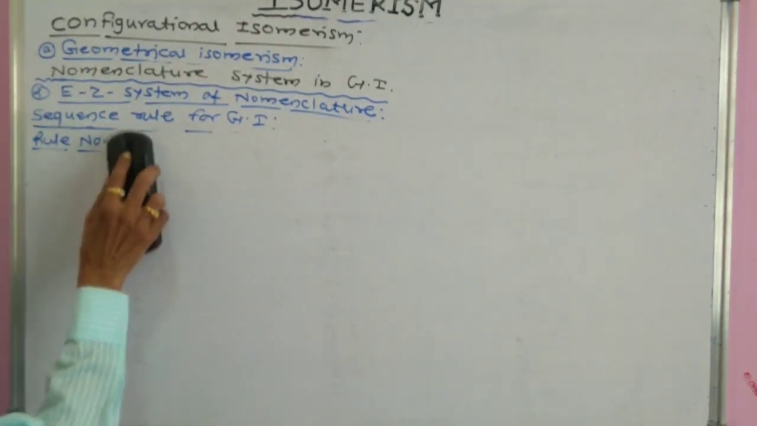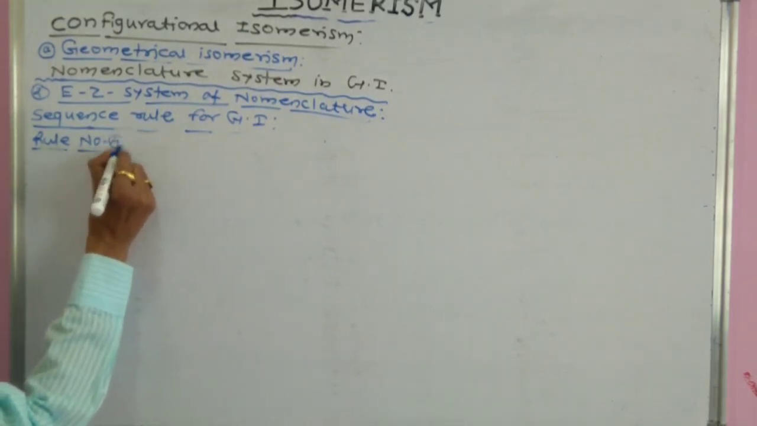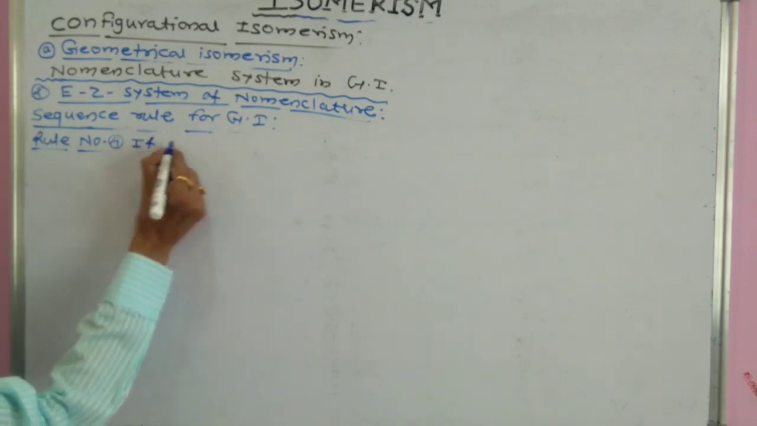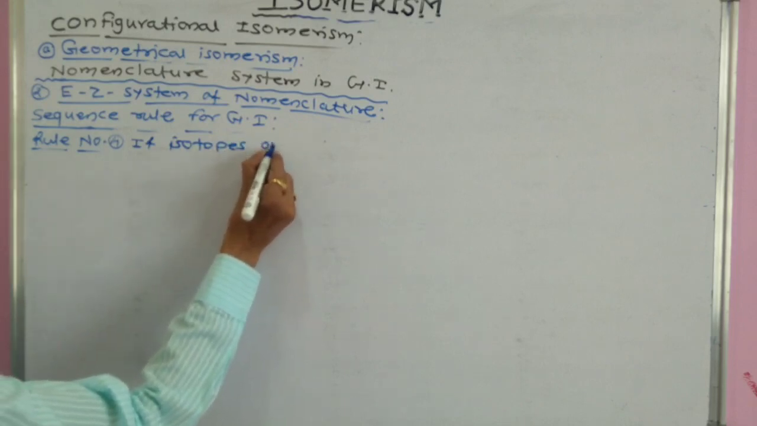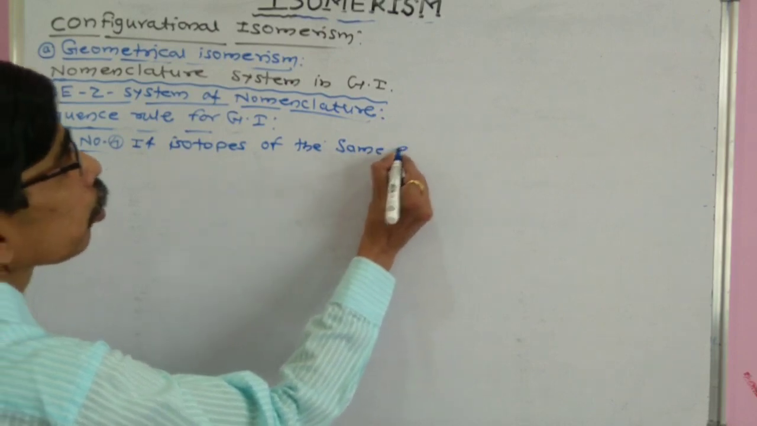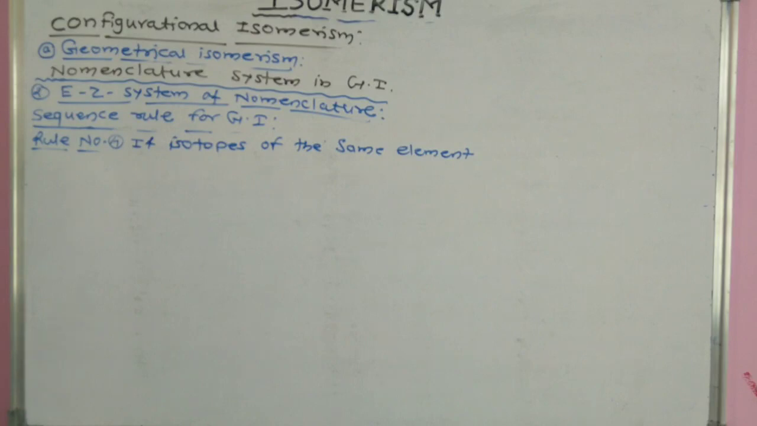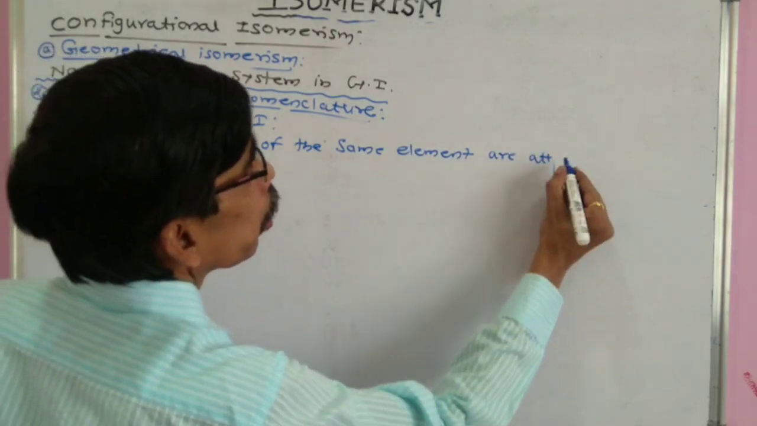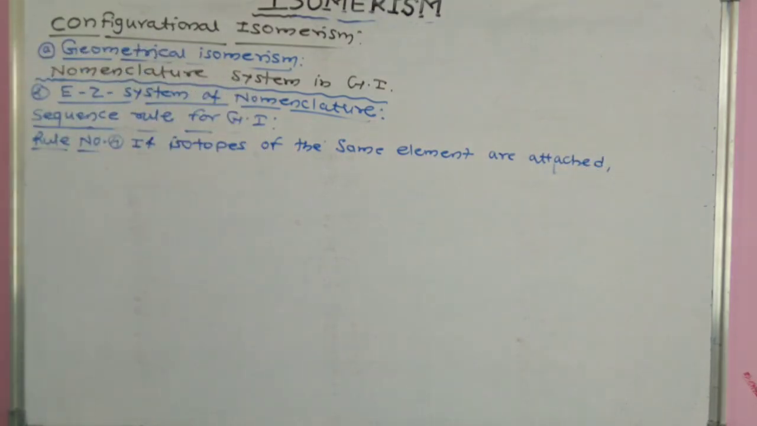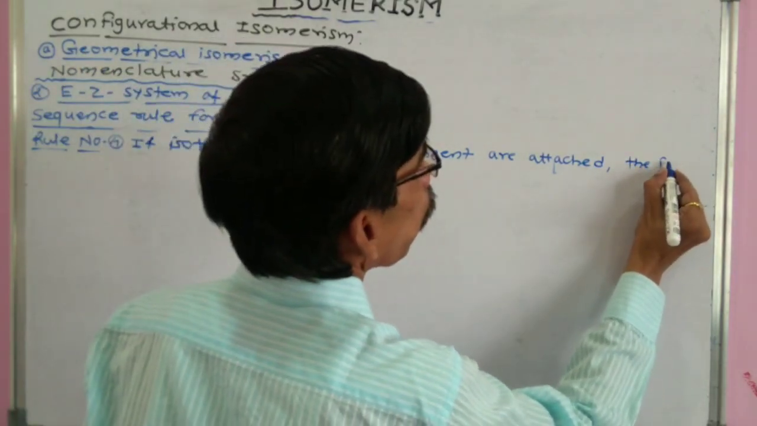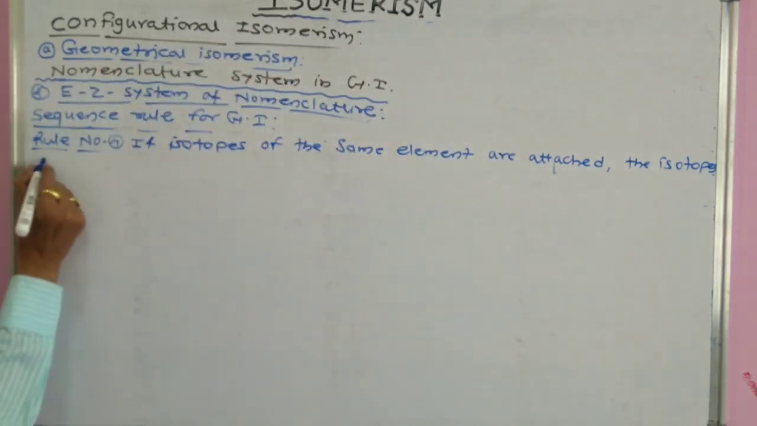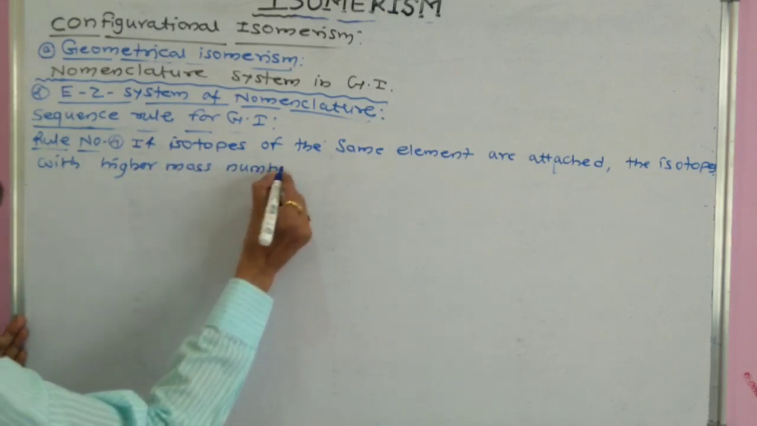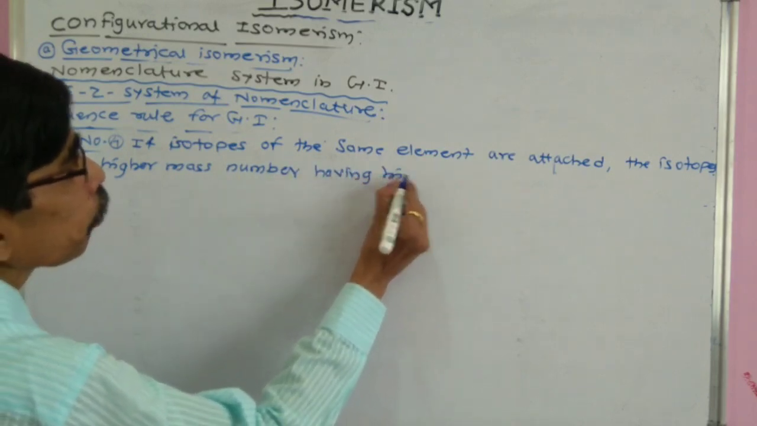Now, rule number 4. If isotopes of the same element are attached, the isotope with the higher mass number has the higher priority.